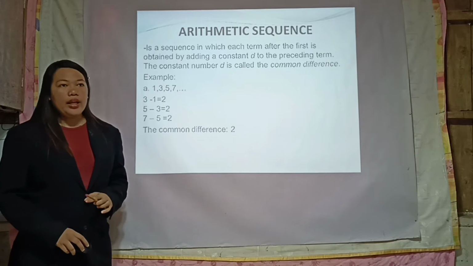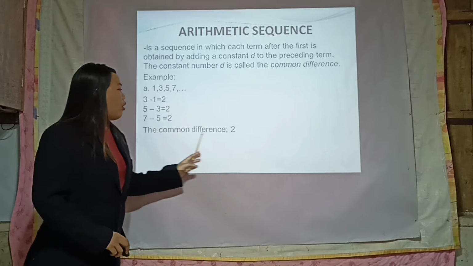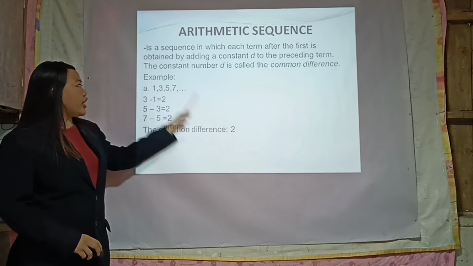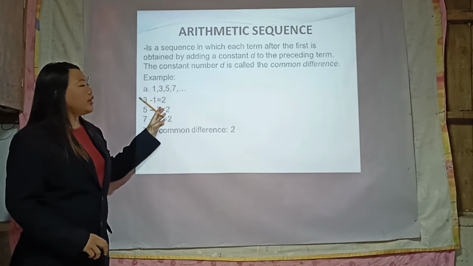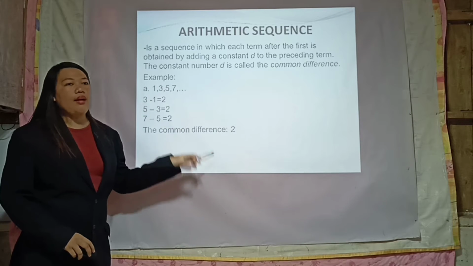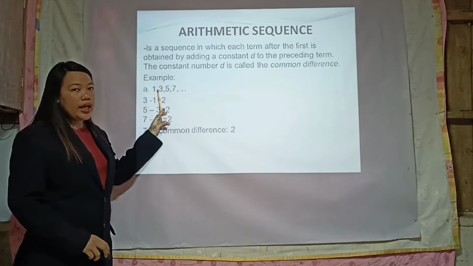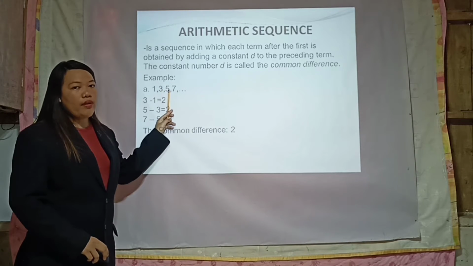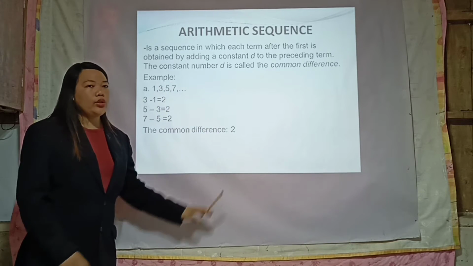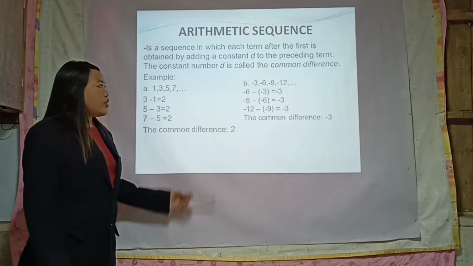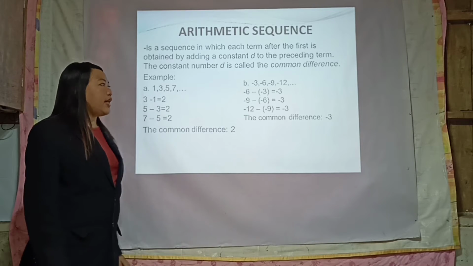In order to check that the common difference is 2, we will just add it to the first term in order to get the second term. For example, 1 plus 2 is equal to 3, 3 plus 2 is equal to 5, and 5 plus 2 is equal to 7, and so on. So now let's proceed to the next example.